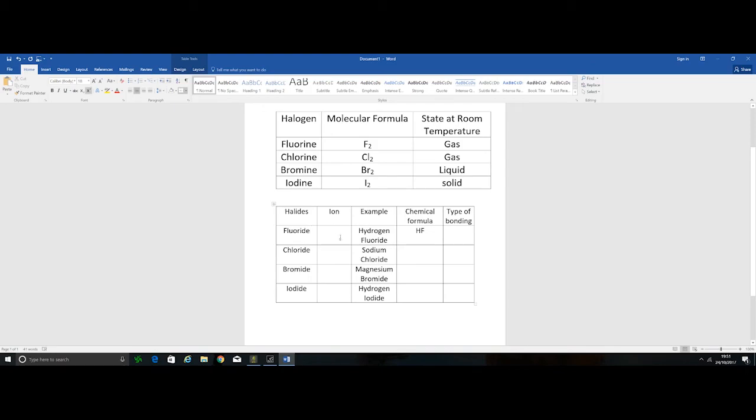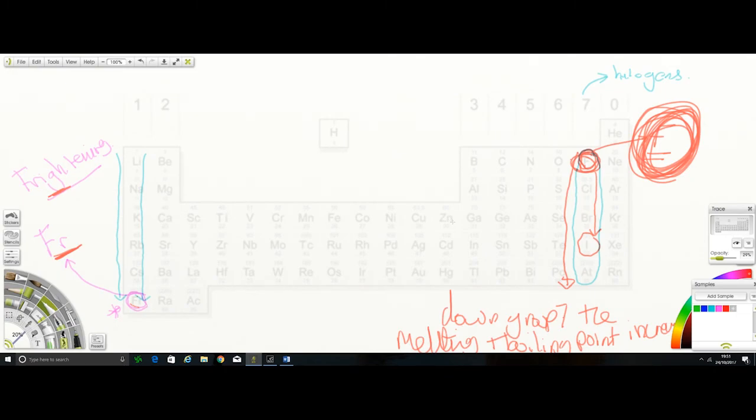Now you should be able to answer this question: what is the ion form of fluorine? So you've got to think back to those early videos. Fluorine, let's go to the periodic table. Fluorine is in group 7, right? So how many electrons in the outer shell? You've got 7 electrons in the outer shell. We need it to become a full outer shell.